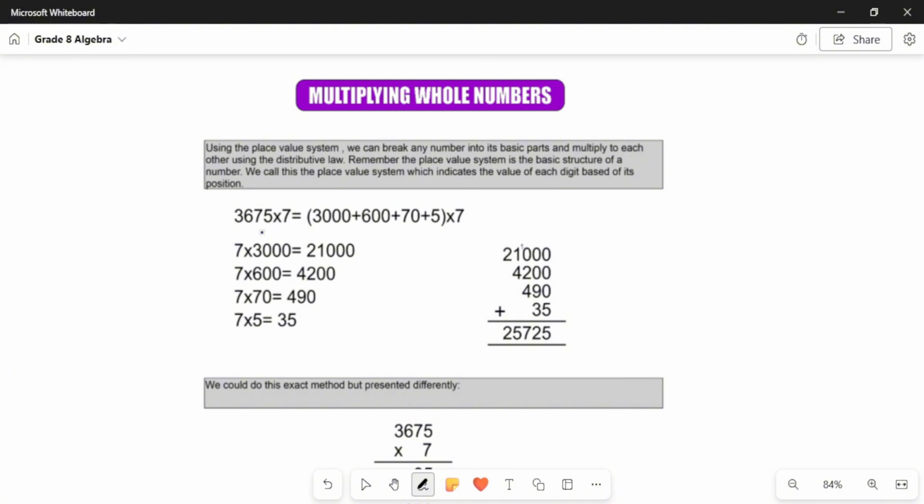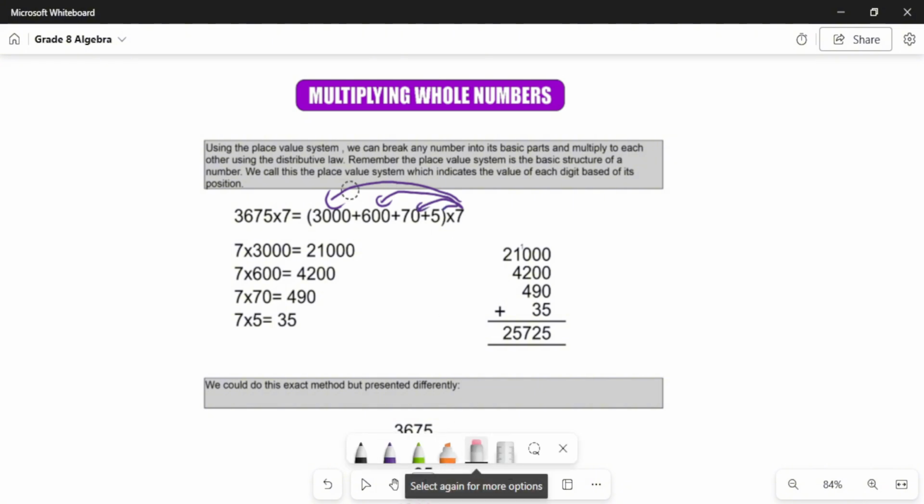If you have to break down 3,675 into its basic parts, it's 3,000 plus 600 plus 70 plus 5. And then if you multiply 7 to that, now you have a single whole number multiplied by the addition of whole numbers in a bracket. What do we use? We use the distributive law. Right, so that's why discussing those properties was extremely important. Can you see the way we're using it?